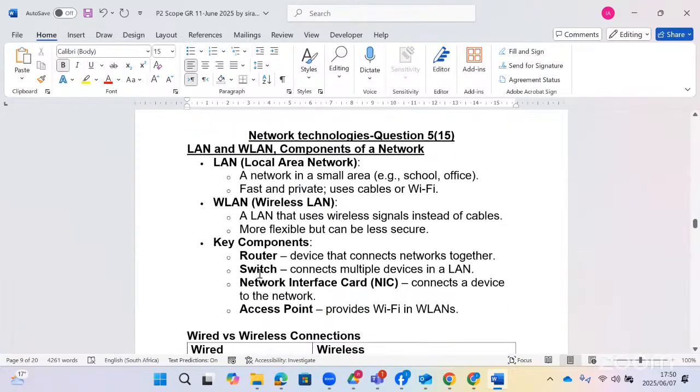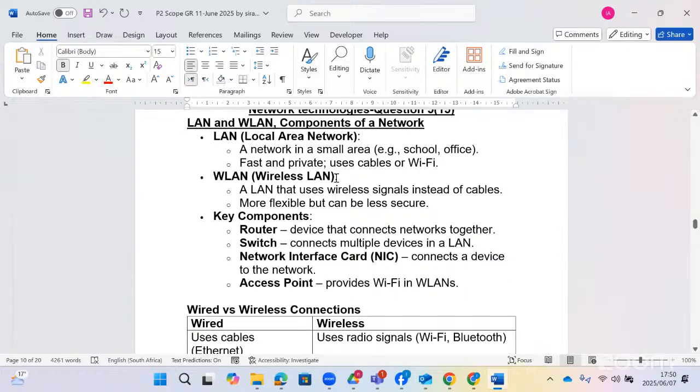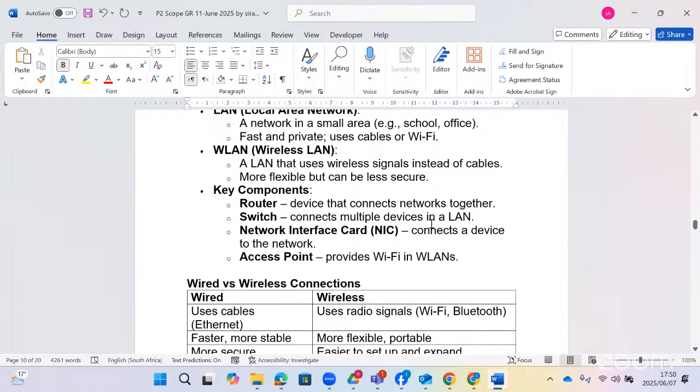Right. We move to network. What's expected from you regarding grade 11? Network is 15 marks. You must know the LAN and the wireless LAN components of a network. LAN, local area network. A network in a small area like a school or office, which is fast and private, uses cables or Wi-Fi. Now, the LAN that uses Wi-Fi, we call it wireless LAN. They make use of wireless instead of the cable. More flexible and can be less secure as well.